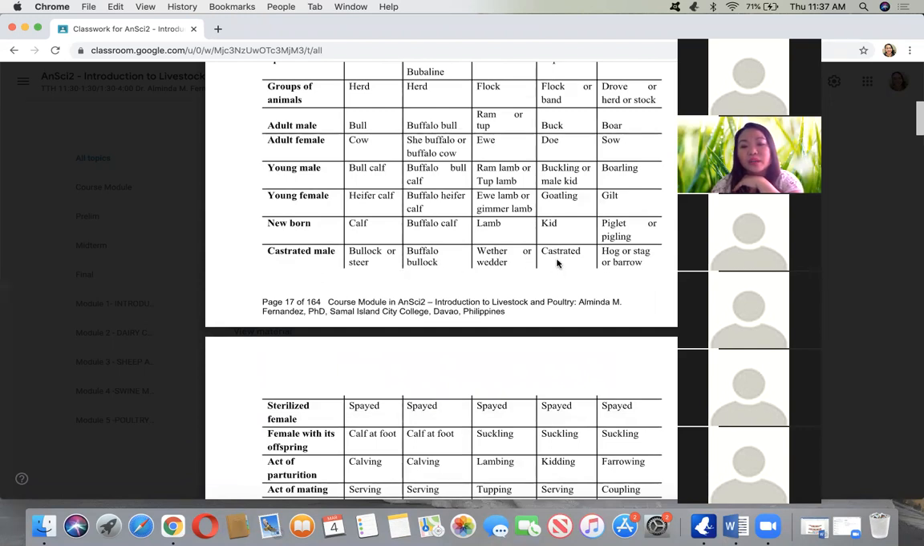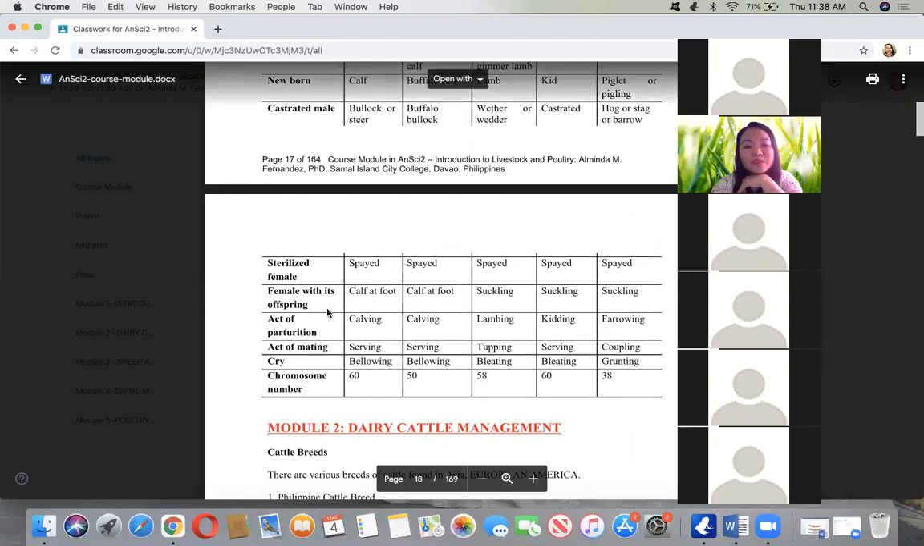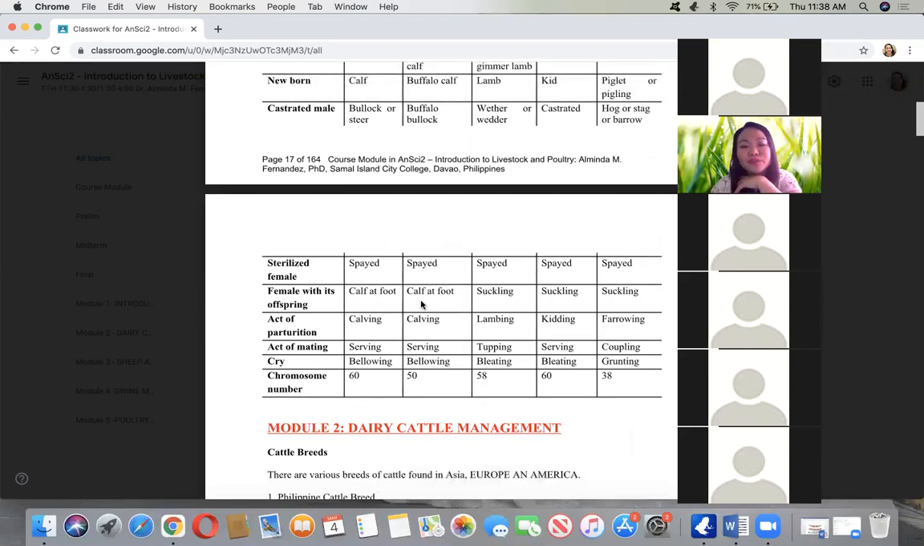And castrated hog or stag or barrow. And a sterilized female is called spayed. And a female with its offspring is called calf at foot and suckling.